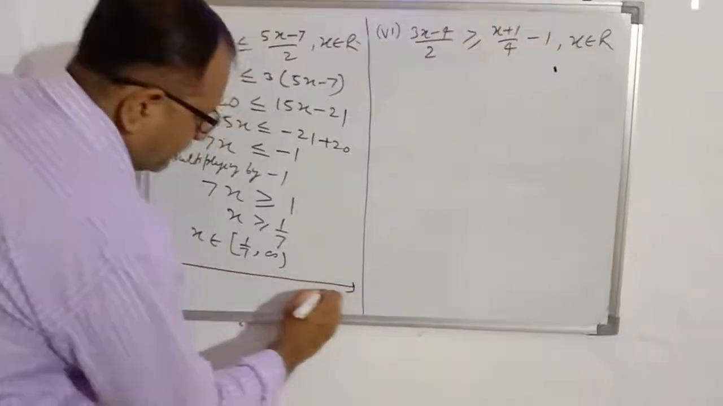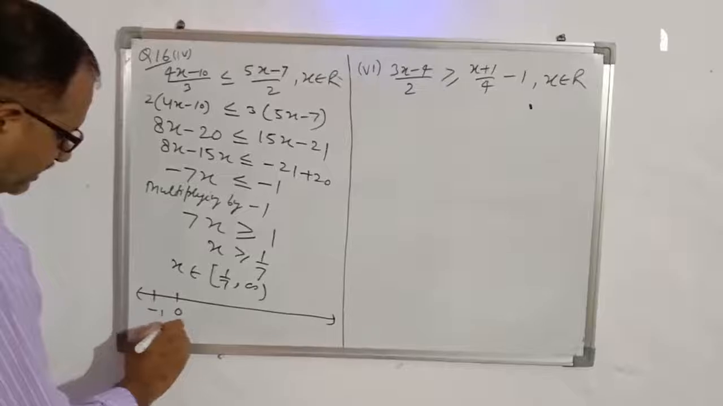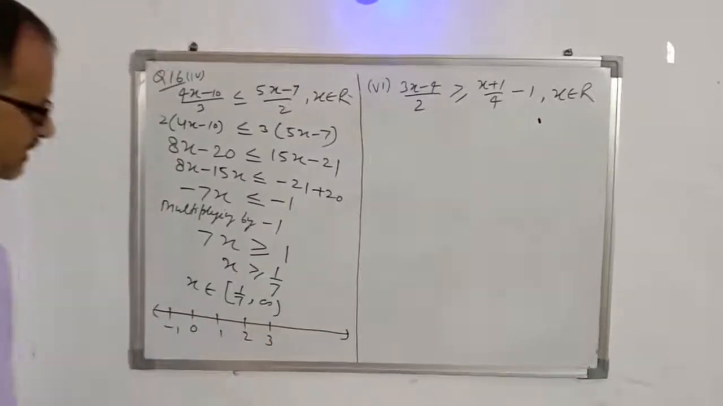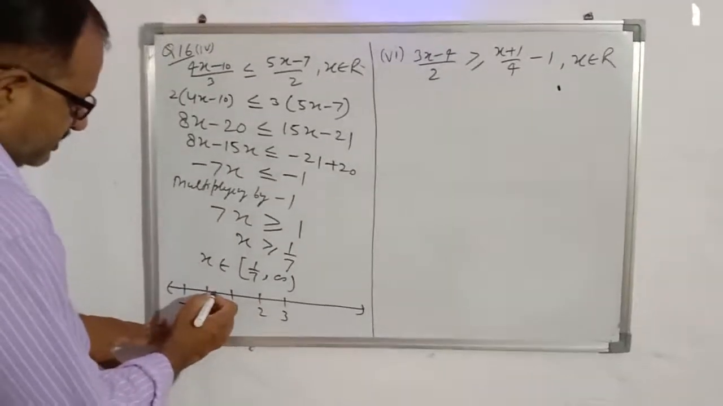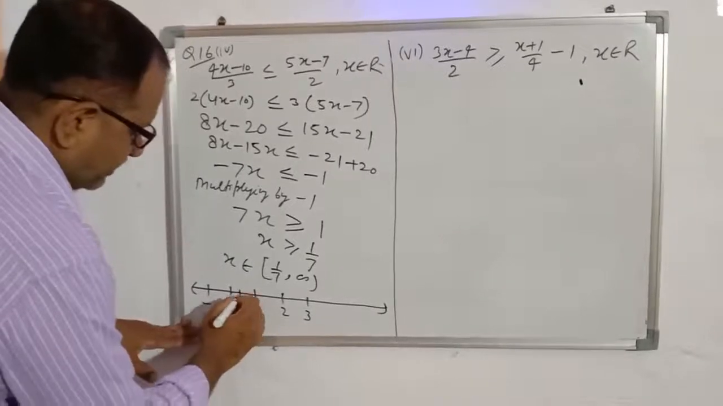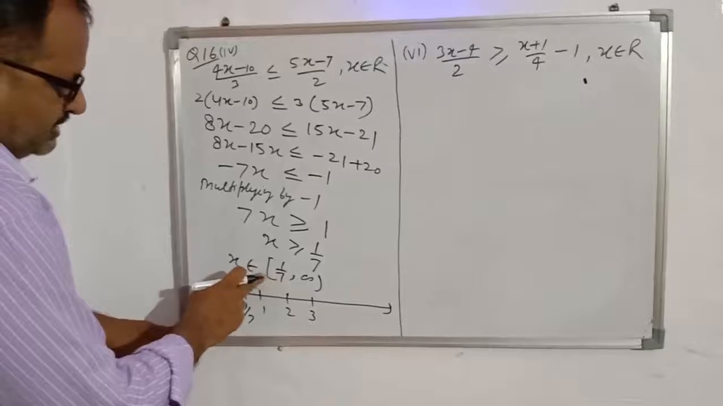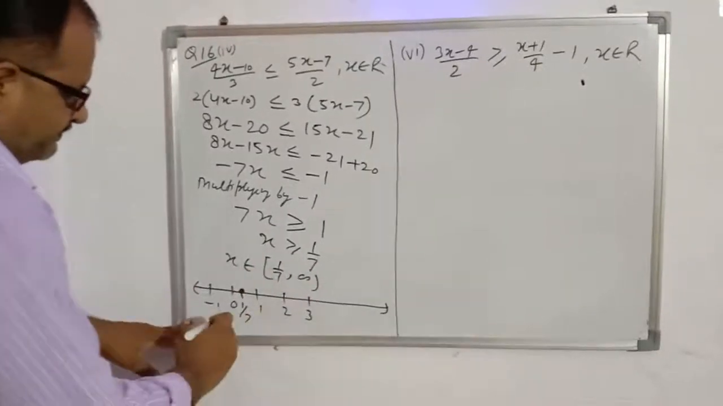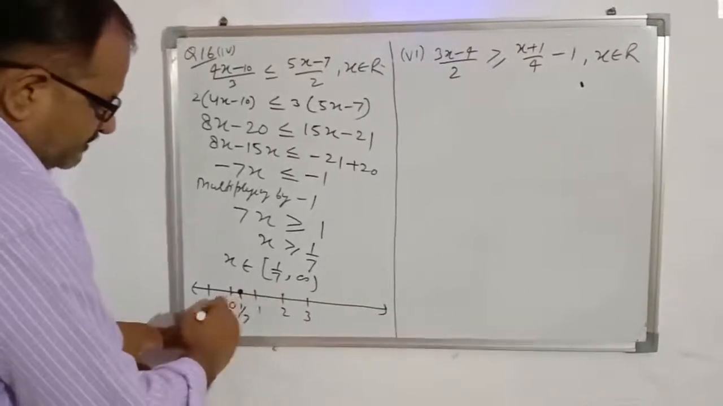So how can we represent it on the number line? At 0, on the left side we write negative numbers, on the right side positive numbers. We have to take 1/7. 1/7 will lie between 0 and 1. Suppose here it is 1/7. So make a dark circle, because 1/7 is included in this, and greater than 1/7.